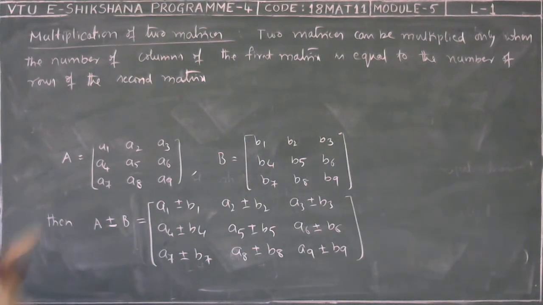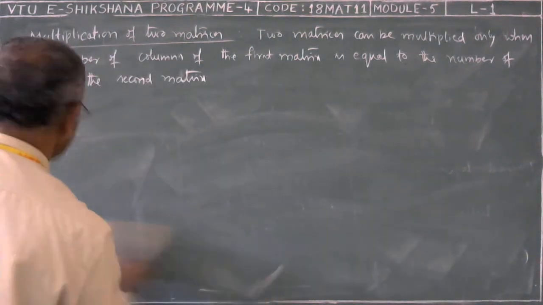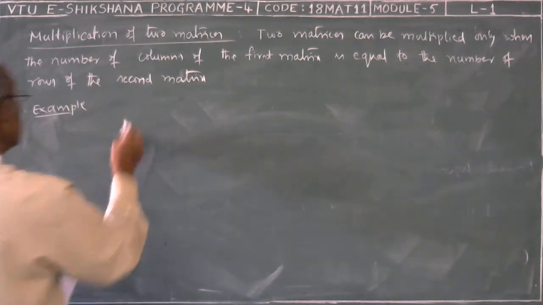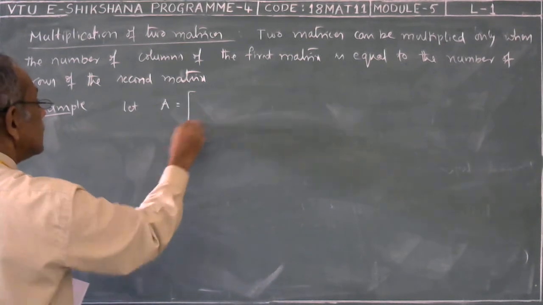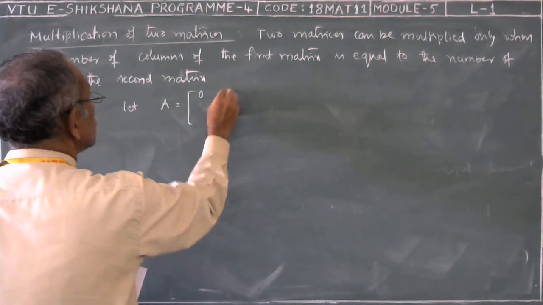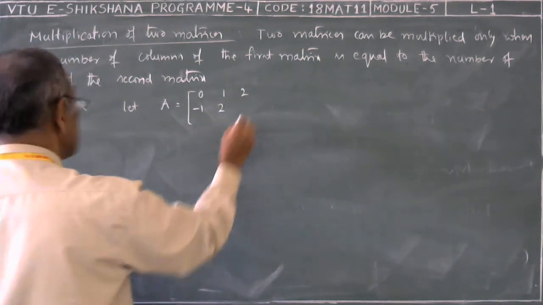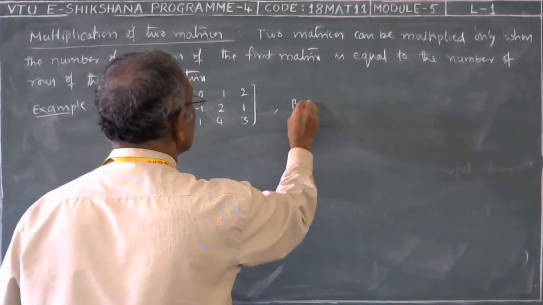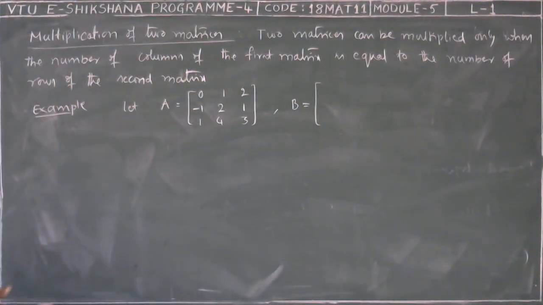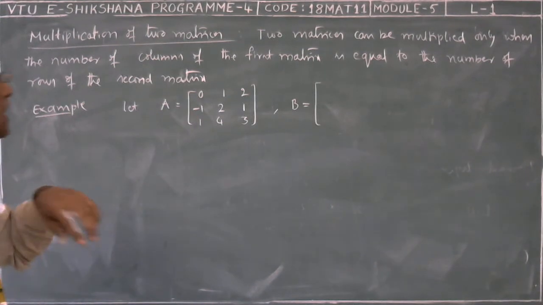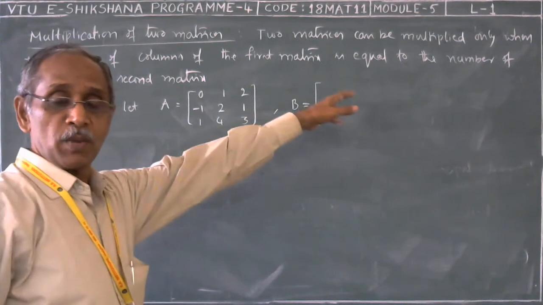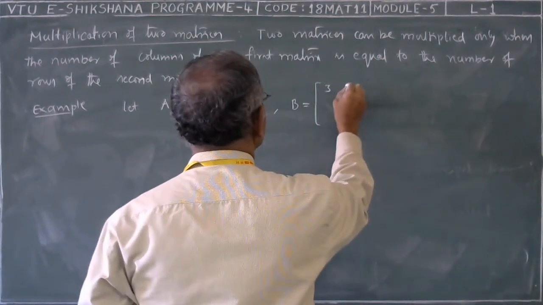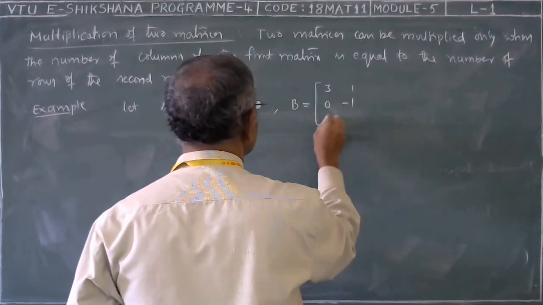Okay. So let me take one example. Let matrix A be 0, 1, 2, minus 1, 2, 1, 1, 4, 3. Consider another matrix B. If I want to multiply A with B, I have to consider a matrix B in such a way that the number of columns of A is equal to the number of rows of B. So I can take 3, 1, 0, minus 1, 2, 2.